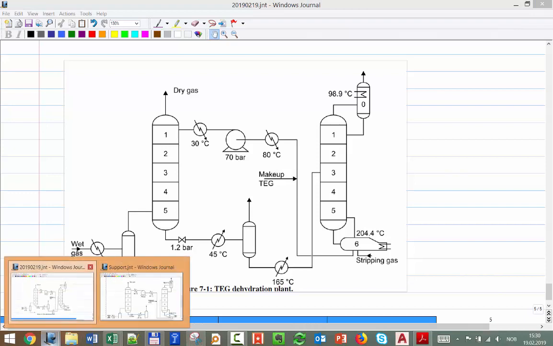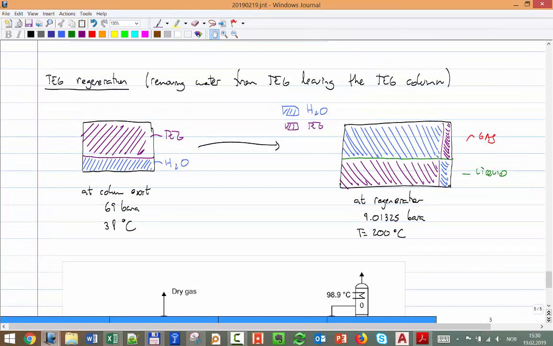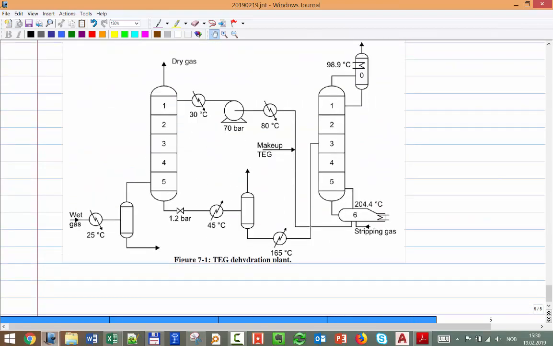You drain the TEG out from this lower part. This TEG, this liquid coming here, which is lean, you should now take it down to 38. That is at 200 degrees Celsius, so you have to take it down to 38. So sometimes you use that hot stream to heat this cold stream, and you use this cold stream to cool the hot stream.